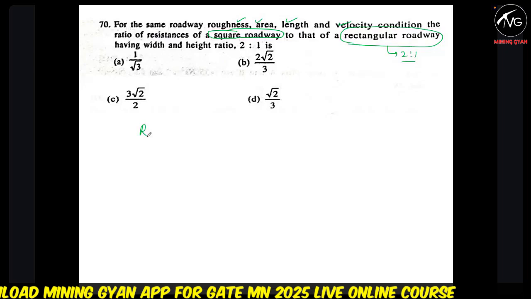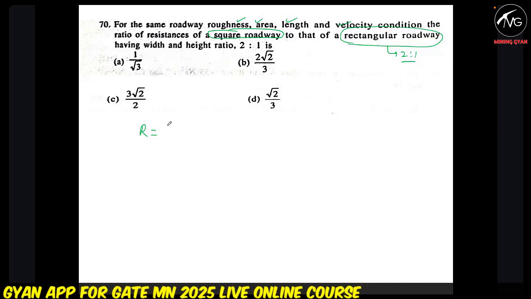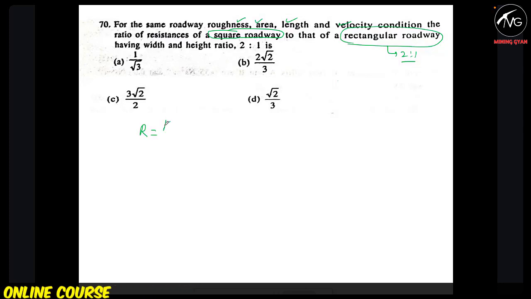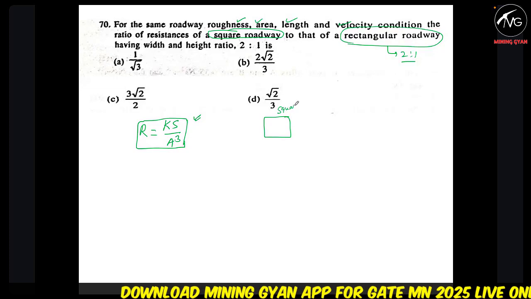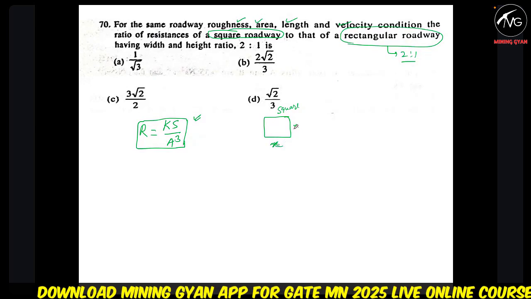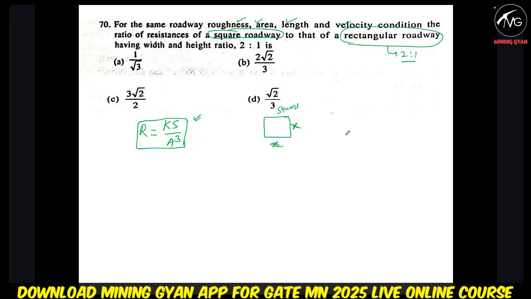So first you should know what is the formula of the resistance, then you can solve the question. So what was the formula? K equal to Ks divided by A cube. I think you remember that formula. So first path he has given square. So you can consider x and x. Okay, it's up to you. You can take your name also, A, B, C, D, E, whatever alphabet you want to take. Second path is the rectangle.